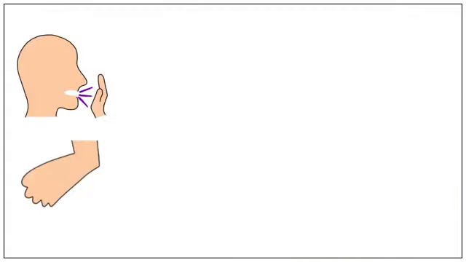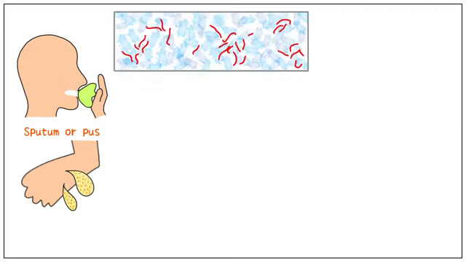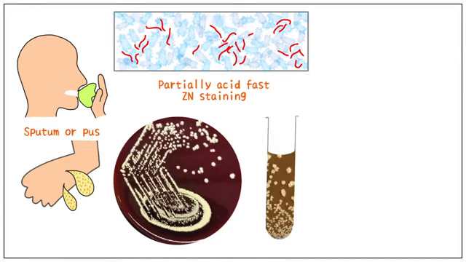Depending on the location of infection, sputum or pus is used as a specimen for laboratory diagnosis. ZN staining is used where we see partially acid-fast bacteria. Brain-heart infusion agar or Sabouraud's dextrose agar are used to culture Nocardia. It forms dry, granular, wrinkled colonies on the media.